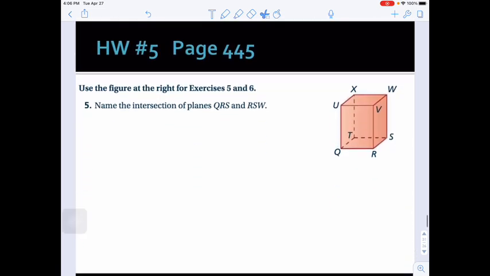And now I would like you to try number 5 on page 445. Use the figure at the right for exercises 5 and 6. Name the intersection of planes QRS and RSW.